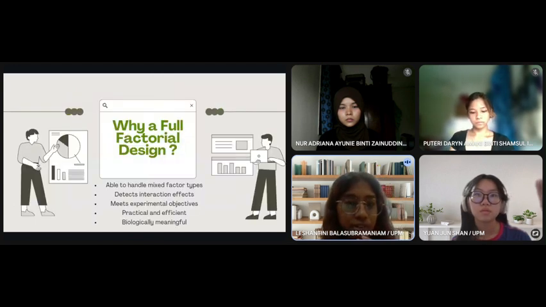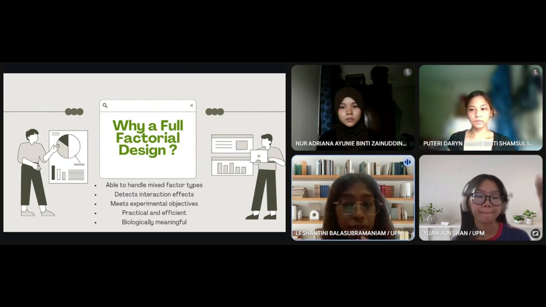Okay, next. So why did we choose a full factorial design? This design is well suited to our study for several reasons. First, it accommodates mixed factor types, which allows us to analyze both continuous and categorical variables simultaneously. And second, it enables direct detection of interaction effects. This is critical because the optimal DNA concentration for heat shock may not be the same as for electroporation.